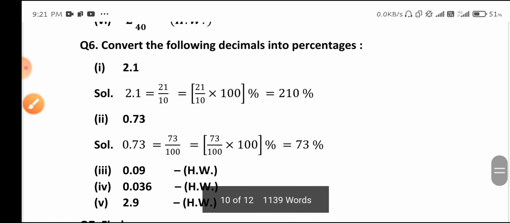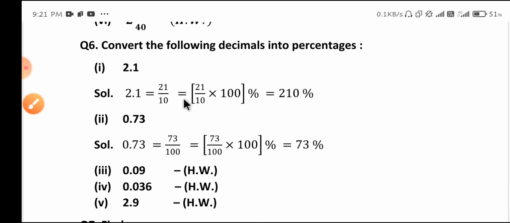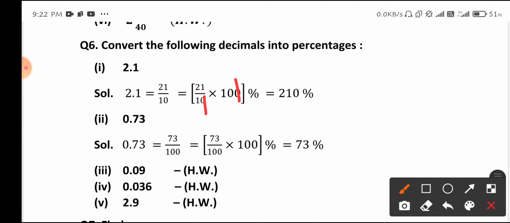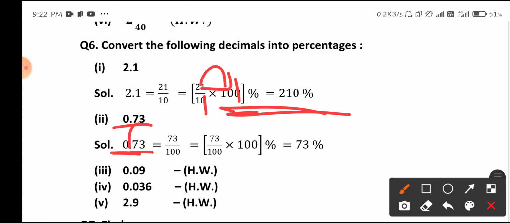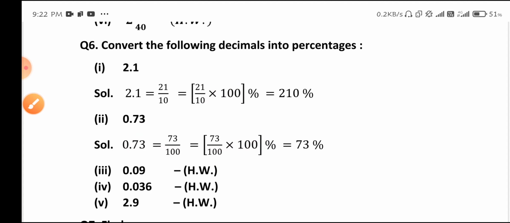Then convert the following decimal into percentage. Now a decimal is given, you have to change to percentage. So first of all change into fraction. How many digits are given after the decimal? Only one. So it can be written as 21 by 10. Now multiply by 100. Now you can see we can cancel 10 by 10. So 21 into 10, 210 percent. Same for the second one, 0.73. Here 2 digits are given after the decimal. So 73 upon 100. Now if you want to change into percentage, multiply by 100. We can cancel out 100 by 100. So the answer is 73 percent.